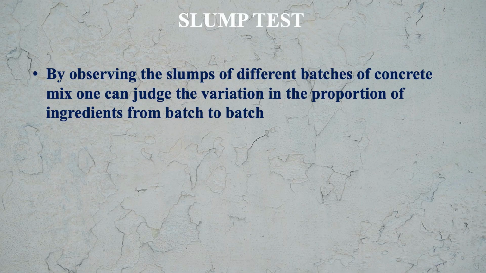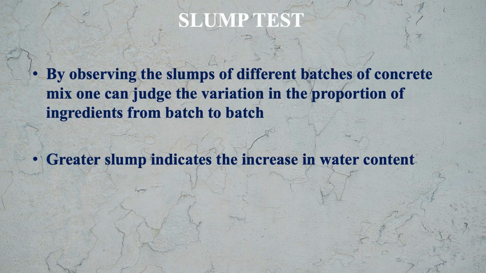By observing the slumps of different batches of concrete mix, you can judge the variation in the proportion of ingredients from batch to batch. If the slump is different from one batch to another, it is an indication that there is a change in the proportion of the ingredients. Either water is increased or decreased, or cement content is more or less, or aggregate content is more or less. That way only, this slump will change.